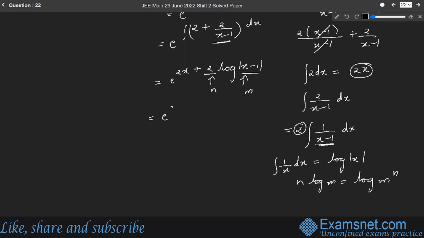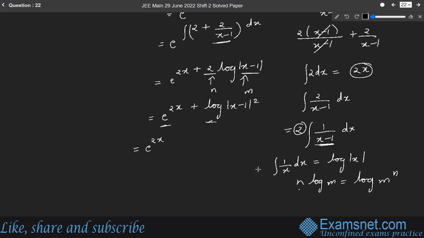So this will be equal to integral of e power 2x, okay, plus 2 log x minus 1 will be log x minus 1 square. Okay, this is in the same form, n log m is equal to log m power n. Now what we can do is write this log x minus 1 square in the form of power of e. Okay, we can break these powers.